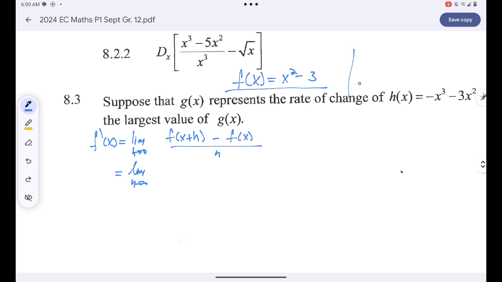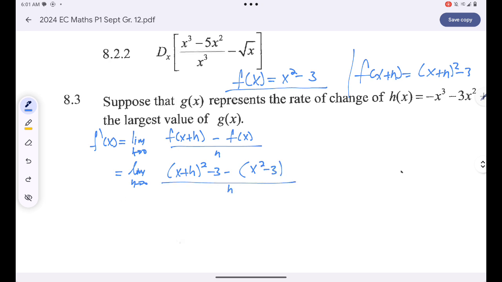So this simply means that our f of x plus h will be x plus h all squared minus 3. Are you together? You'll simply have x plus h all squared minus 3. We need to subtract f of x as well, that's just x squared minus 3, all over h. The whole purpose of finding the derivative from first principle is that whenever you come across h, we just need to substitute a 0.